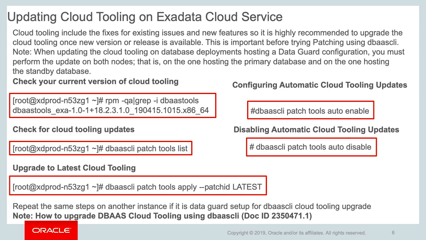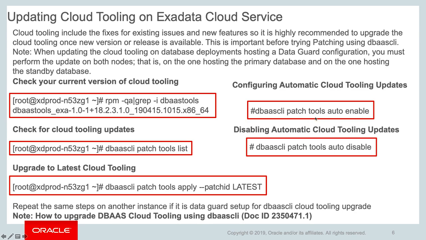Additionally, if you don't want to give it latest, you can specify any patch ID which comes from the list command output. The next important thing to know here is it makes sense to have the automatic cloud tooling updates done by itself, and Dbus CLI supports an automatic patch update feature. For using that, you have to do dbcli patch tools auto enable.